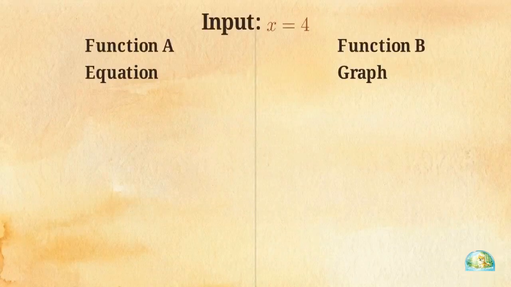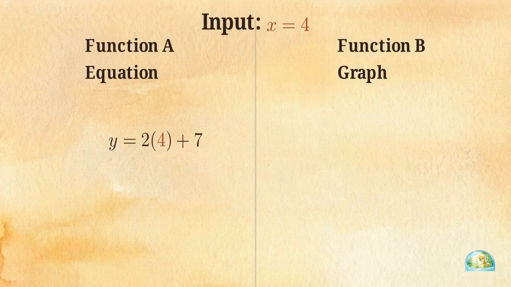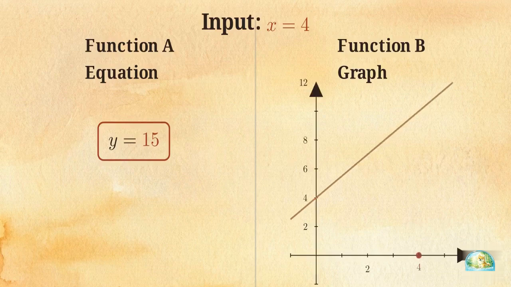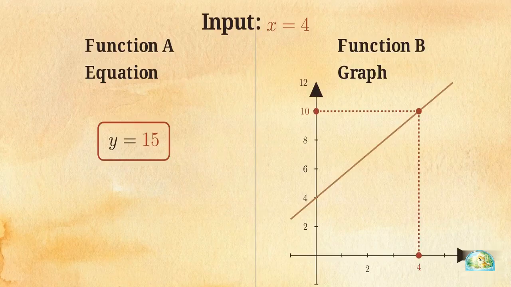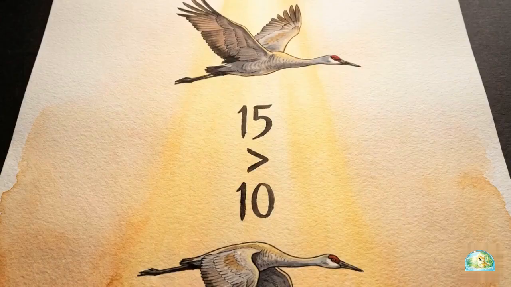Finally, compare outputs when x equals 4. In function A's equation, substitute 4 for x. 2 times 4 plus 7 yields 15. On function B's graph, finding 4 on the x-axis and tracking straight up to the line gives a y value of 10. Comparing the two, 15 is greater than 10, so function A has the greater output. Evaluating specific intervals is just as important as overall shape.